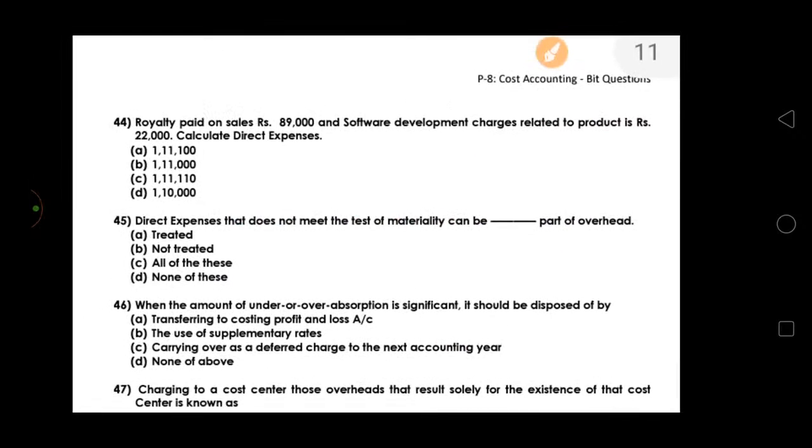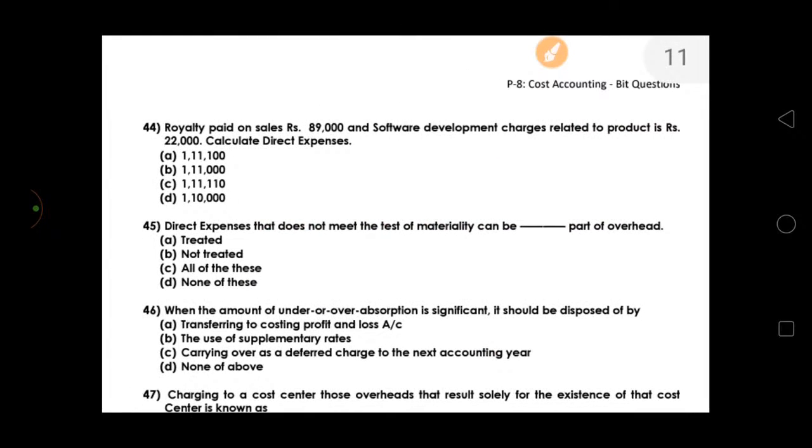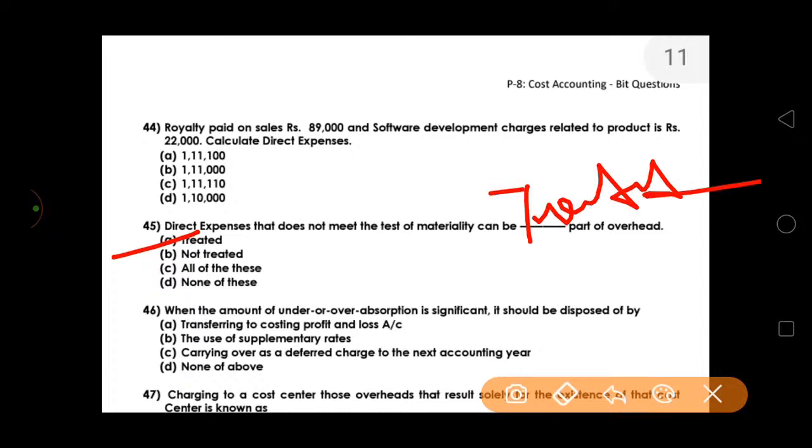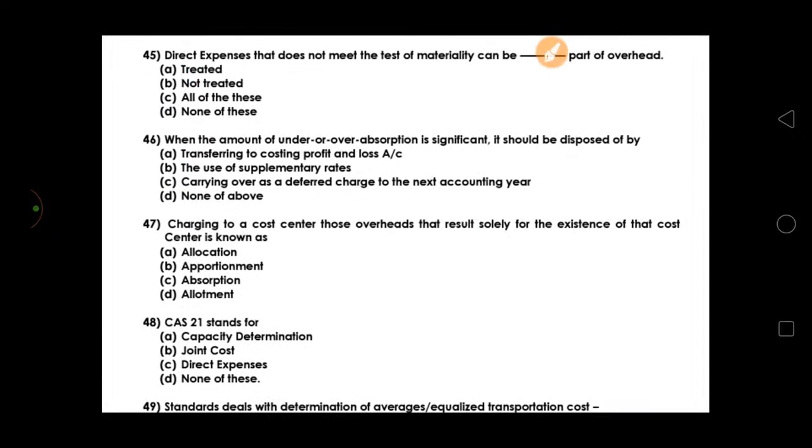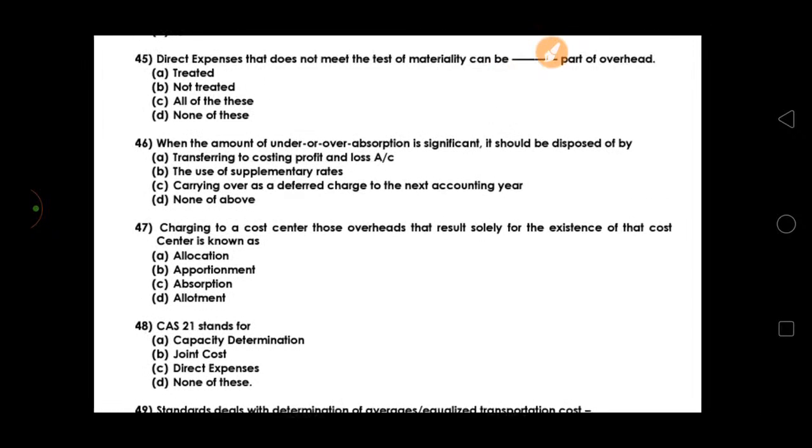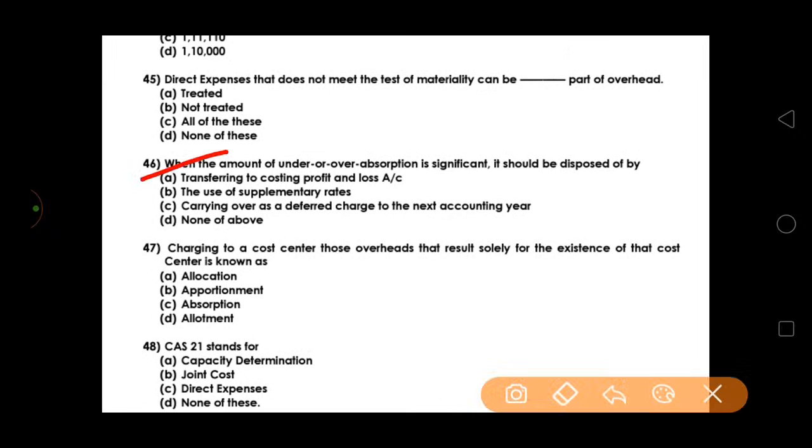Direct expenses that do not meet the test of materiality can be treated as part of the overheads. When an amount of under or over absorption is significant, it should be disposed of to the costing profit and loss account.